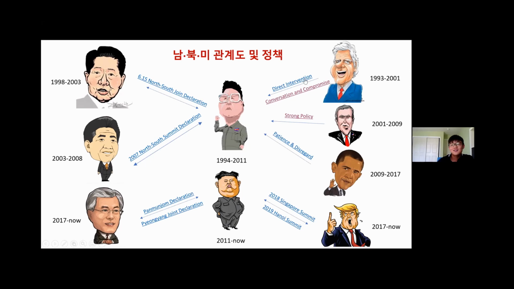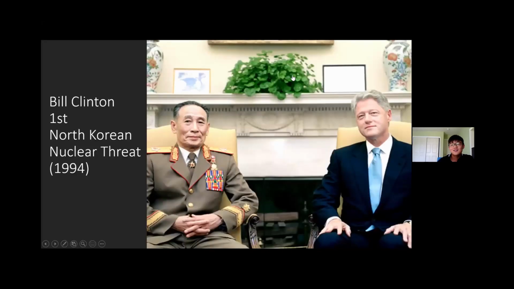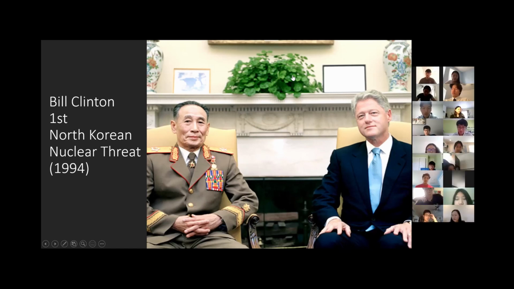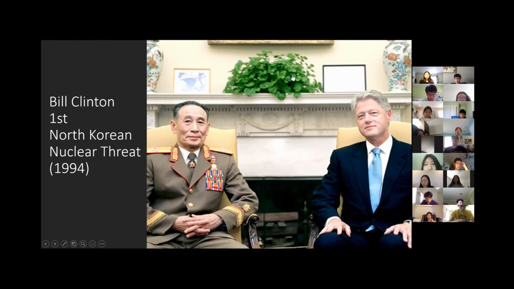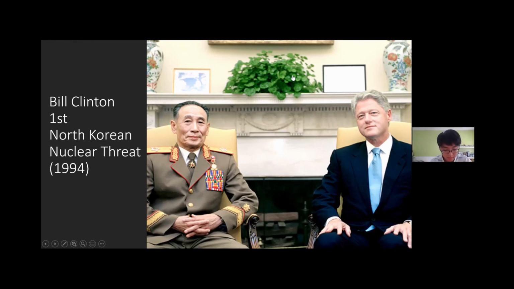When he first became the president of the United States, he tried to go strong because he wanted to impress American citizens. But later on, he kind of feared the North Korean nuclear threat. So at first he went strong, but he started to pursue conversation and compromise. He tried to reach out to North Korea and settle the nuclear issue peacefully. But that obviously didn't work. That's why former President Carter had to visit North Korea in 1994 to settle the North Korean issue.